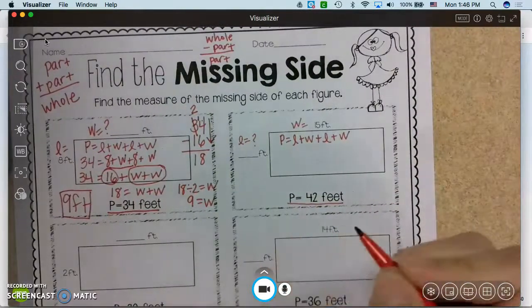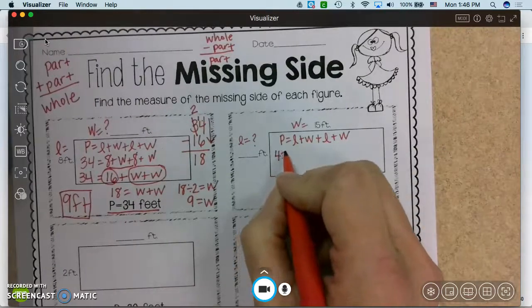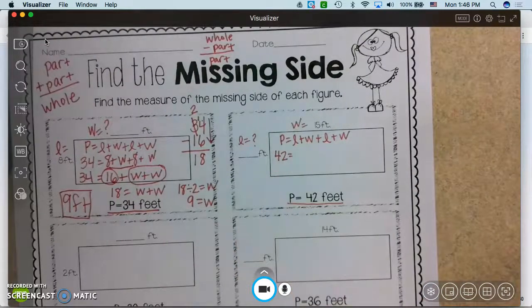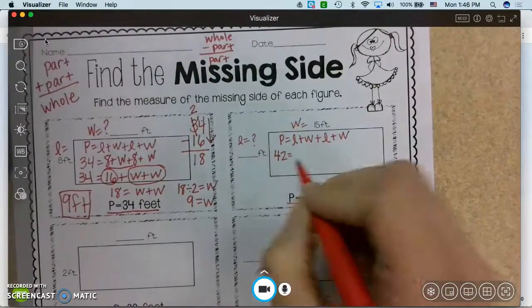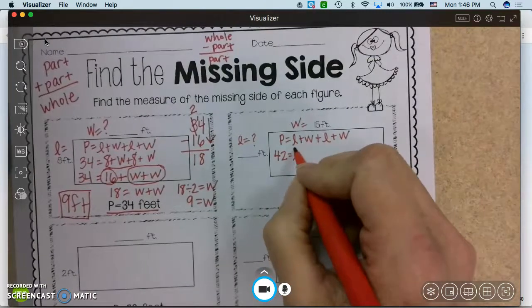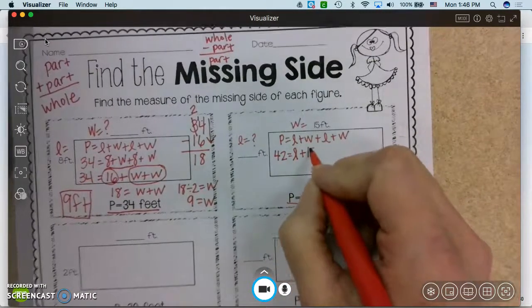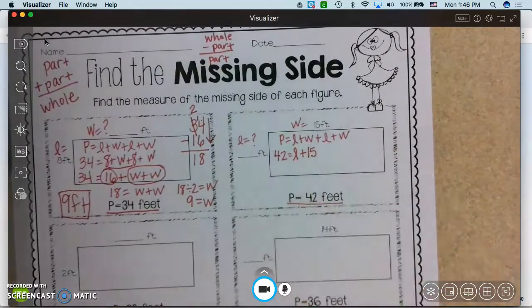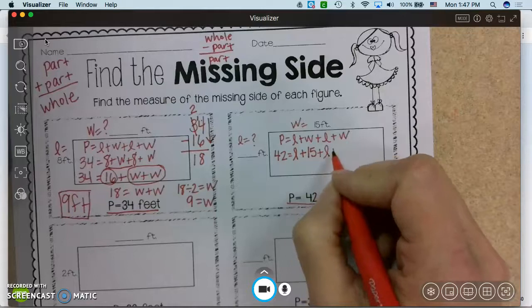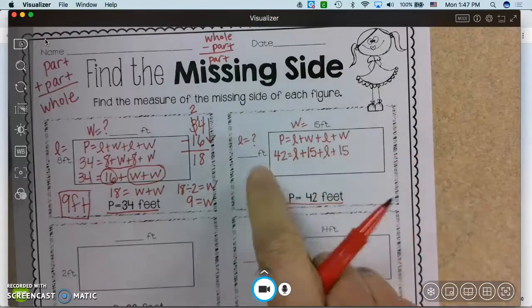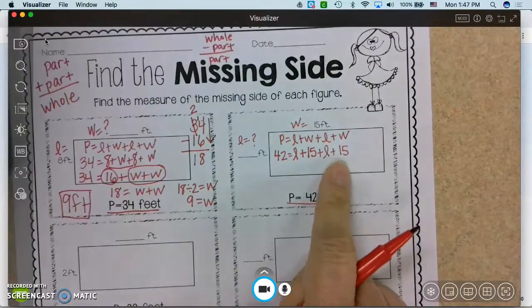We're going to substitute in the things that we know. Perimeter is 42, so instead of a P, I'm going to write 42. And then I'm going to use the rest of the formula and the things that I know to find the missing things. The length is the missing thing, so I'm going to leave it as an L. The width is 15, so I'm going to substitute in 15 for width. Again, I don't know my length, and my width is 15. So now I have 42 equals L plus 15 plus L plus 15, where L is my length.